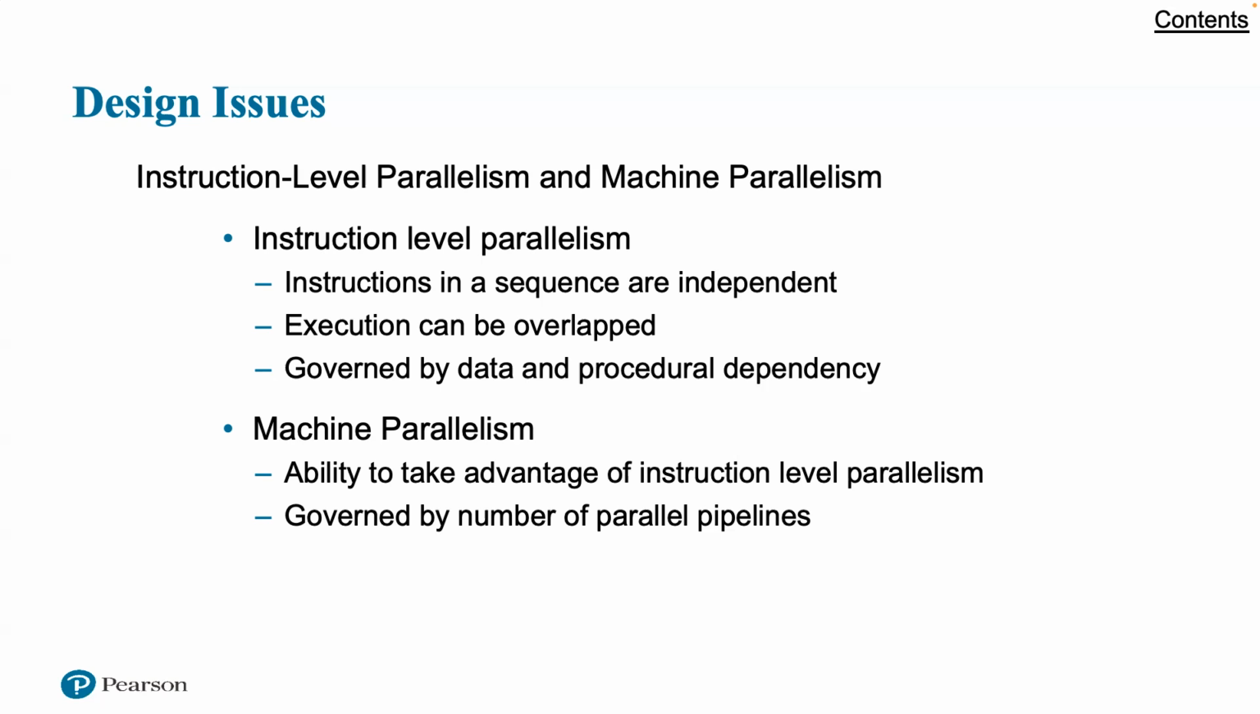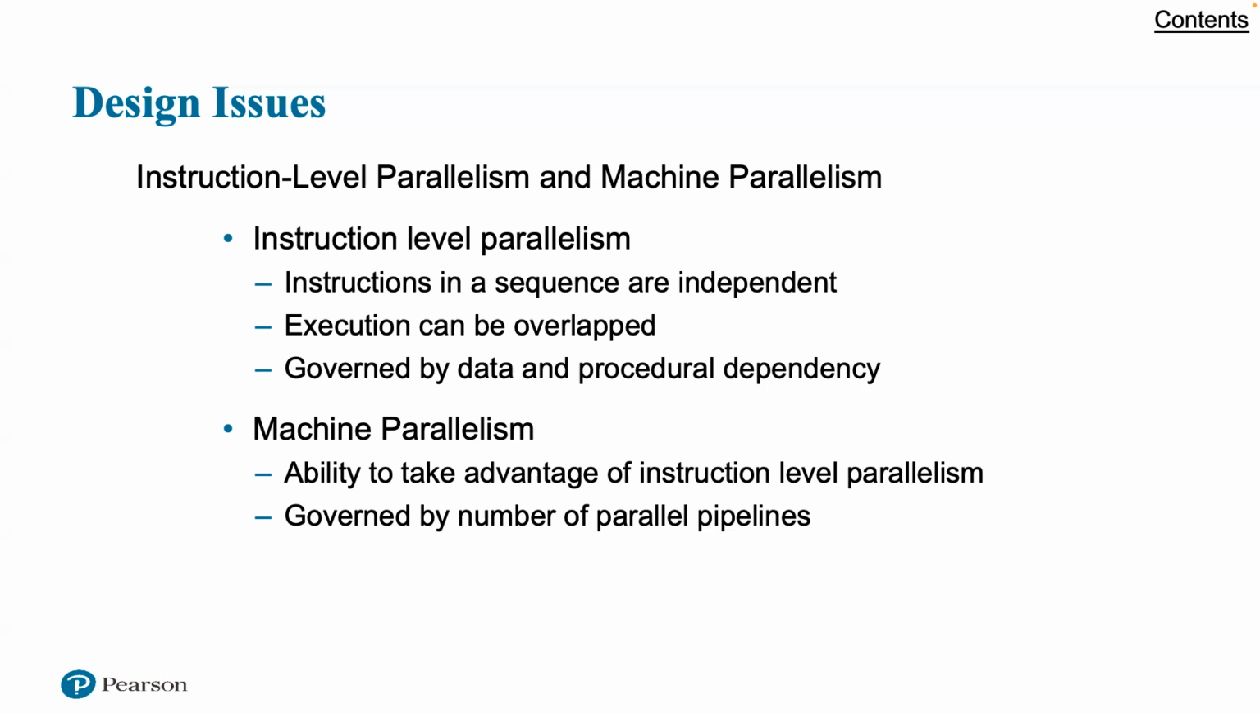Machine parallelism is a measure of the ability of the processor to take advantage of instruction level parallelism. Machine parallelism is determined by the number of instructions that can be fetched and executed at the same time, that is the number of parallel pipelines, and by the speed and sophistication of the mechanism that the processor uses to find independent instructions.